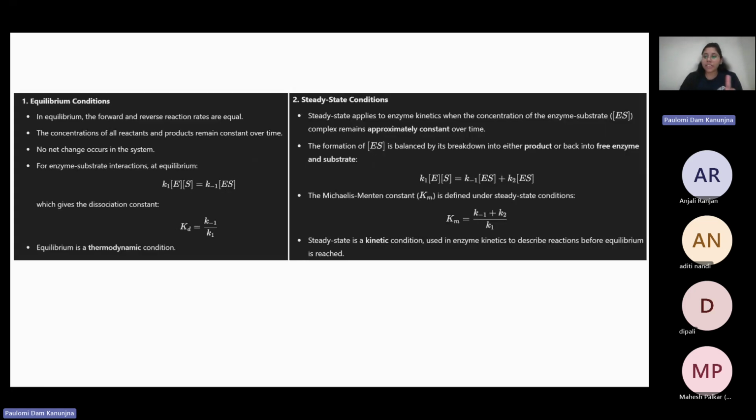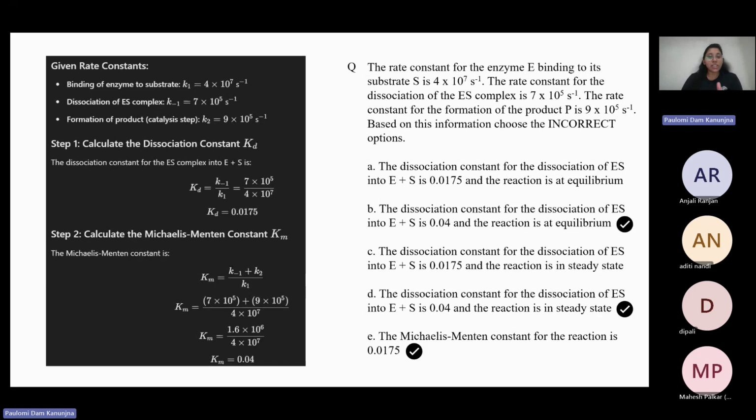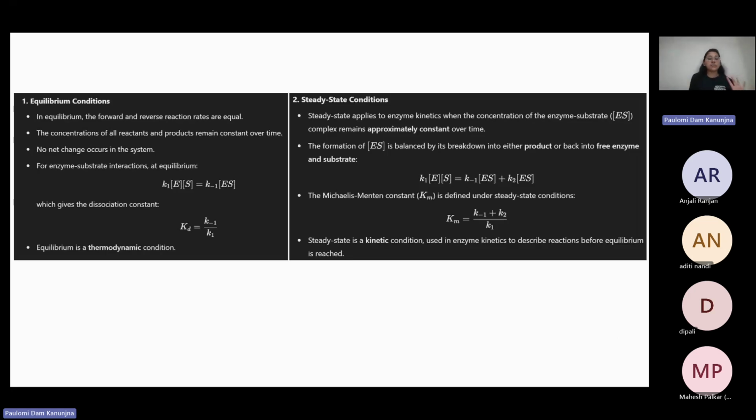Okay, so here we have equilibrium and steady state. Let us first understand what these conditions mean and why both conditions give you the same answer. When you say equilibrium condition, it means that the forward and the reverse reaction rates are equal. So the concentration of the reactants and products remain constant over time, and there is no net change in the system. So basically the reactions in the forward and the reverse direction are equal.